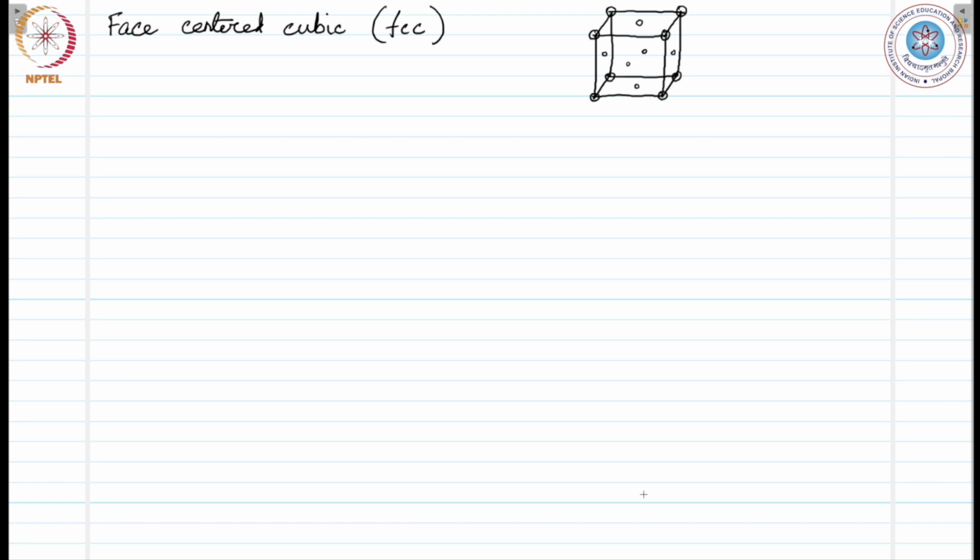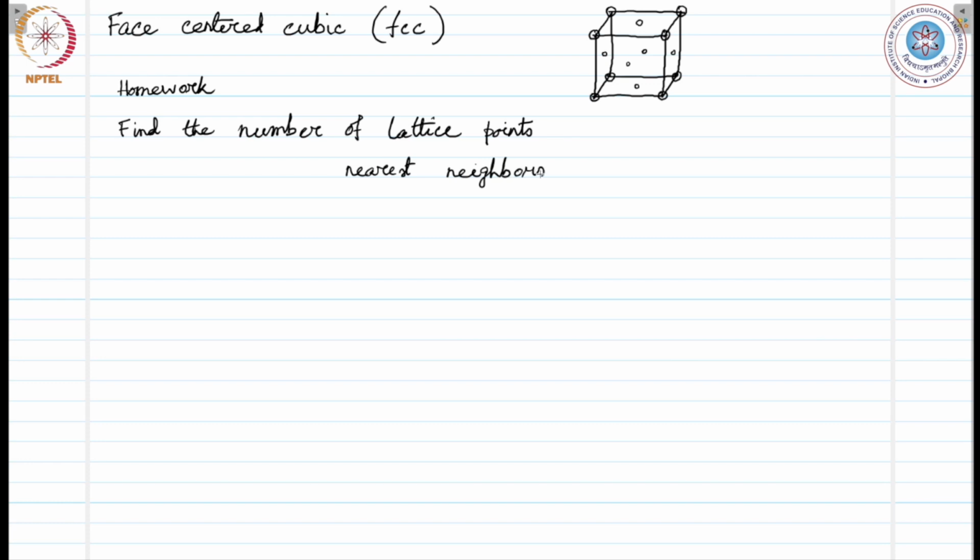When we have this kind of structure, again similar to earlier, your homework is to find the number of lattice points inside this unit cell, and also find the number of nearest neighbors. After finding this, I am giving you the lattice vectors corresponding to the primitive unit cell in this context. You need to verify that.